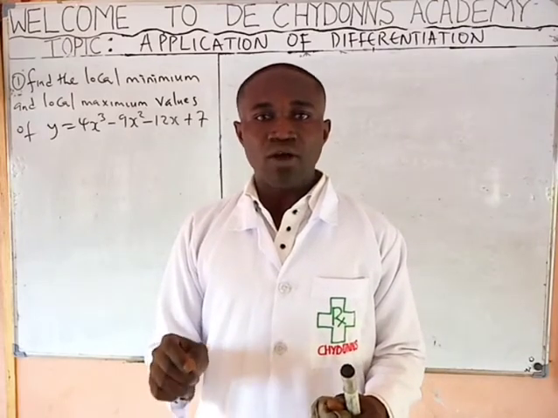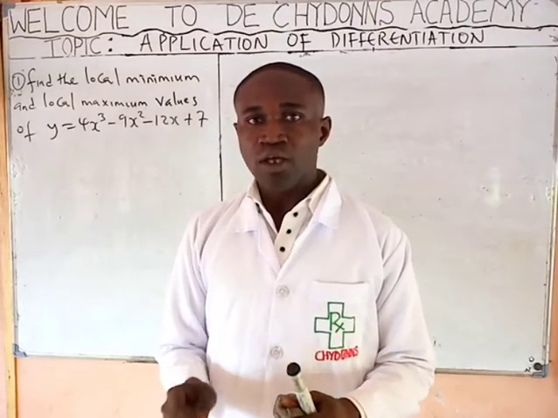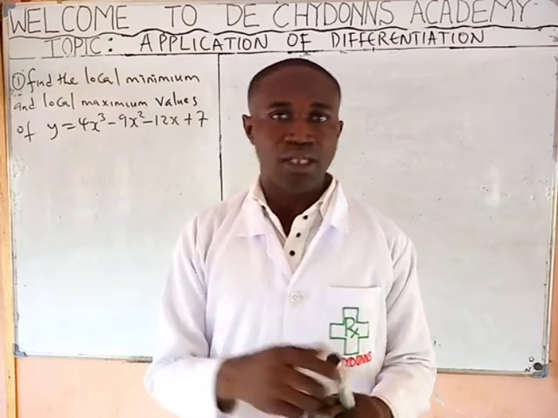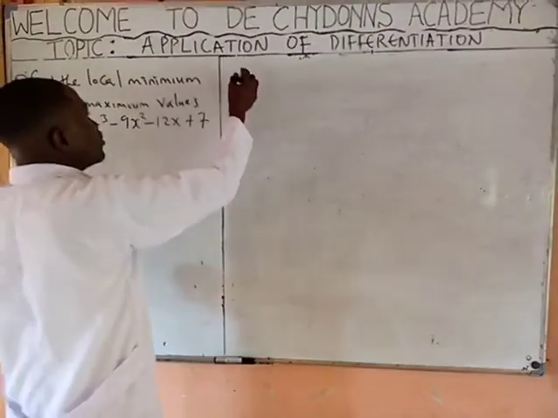Okay, local minimum can be called relative minimum. Local maximum can be called relative maximum. So these two terms can be used synonymously.